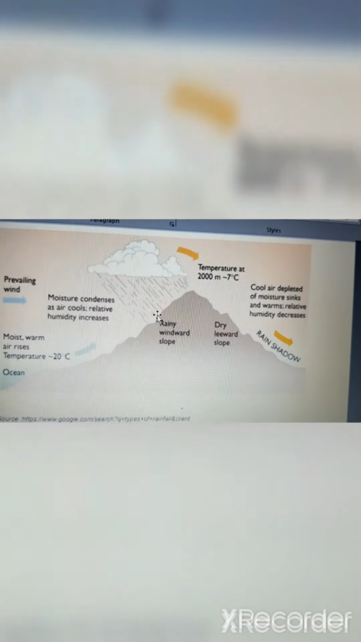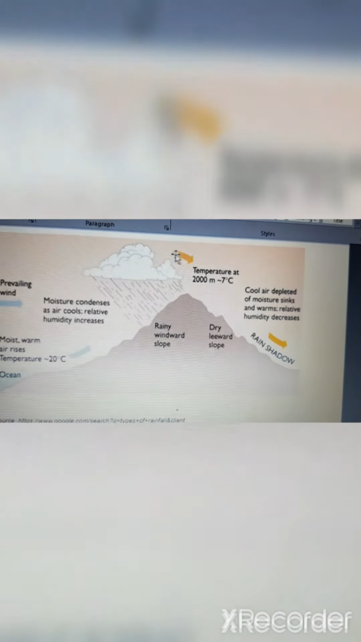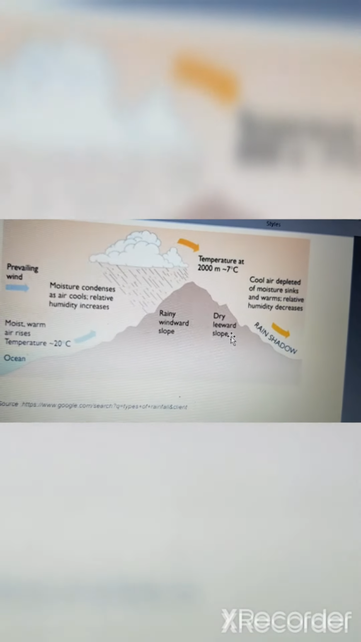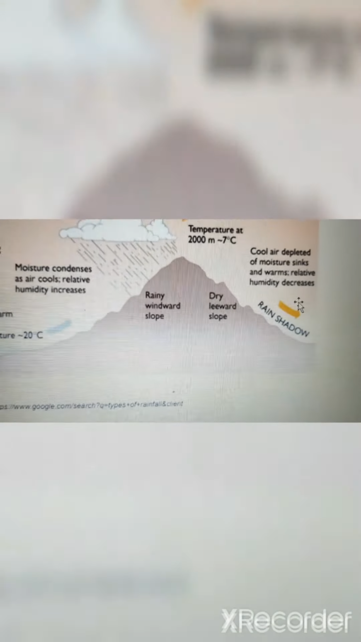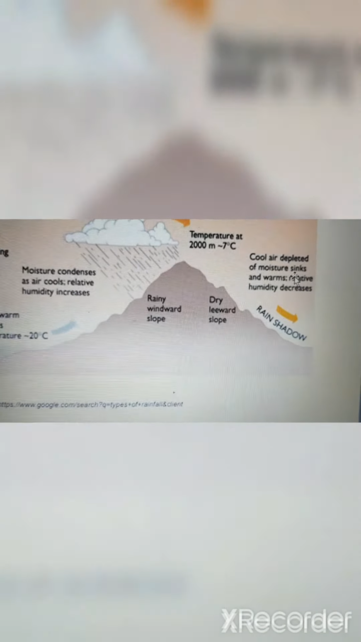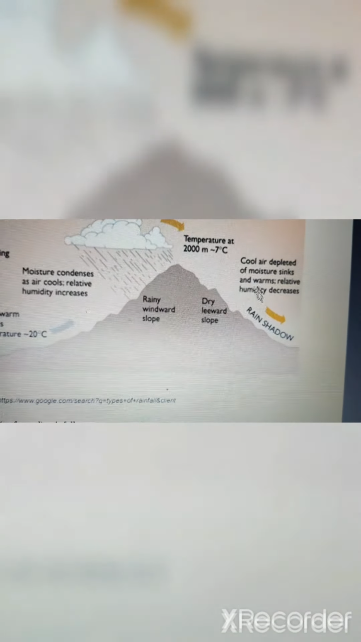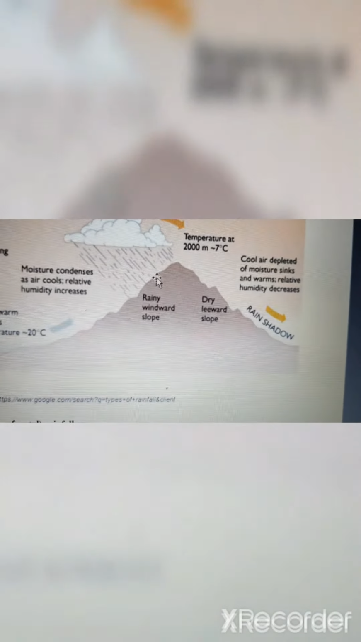rainfall happens. After these clouds have left all the rain here, it passes through to the other side of the mountain, which is called the leeward side. You can see this area has cool air depleted of moisture, which sinks and warms, and relative humidity decreases. This is the area that is called rain shadow. It doesn't get the rain because of this huge mountain barrier.